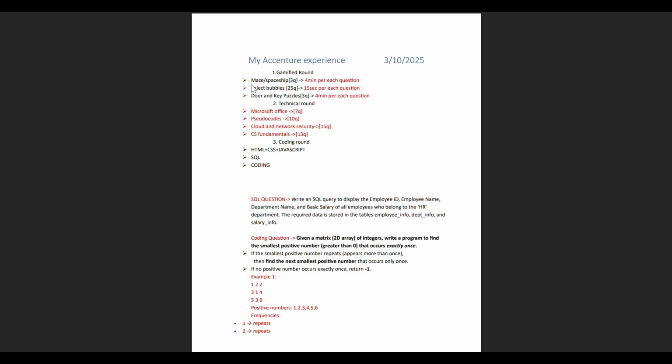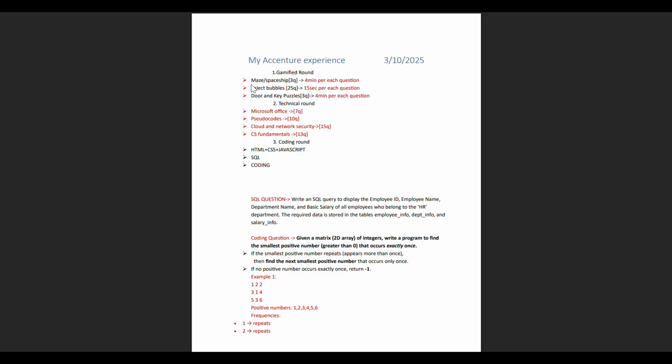Make sure, because in the entire gamified round, this is the only section which makes you feel it is difficult. From the 11th question to the 25th question, it requires practice because we need to solve under 15 seconds. If you are unable to complete a question under 15 seconds, it will move on to the next question. So if you are unable to solve it, try to click the bubbles, but don't leave it empty.